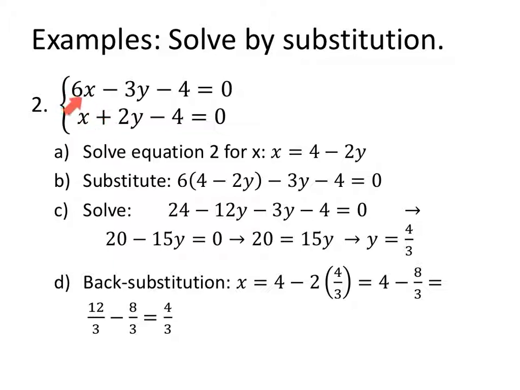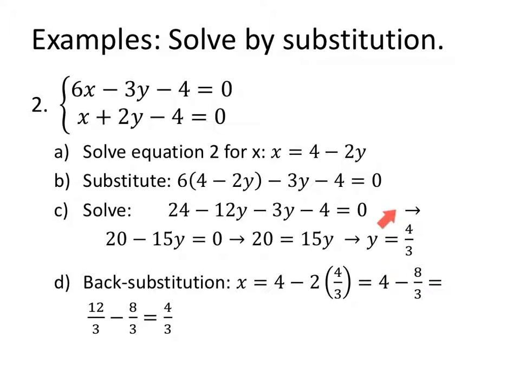In the first equation, instead of 6 times x, now I'll have 6 times 4 minus 2y. Still, the rest of it, minus 3y minus 4 equals 0. Distribute. 24 minus 12y minus 3y minus 4 equals 0. Combine my like terms. 24 minus 4 is 20. Negative 12y minus 3y is negative 15y, and if that equals 0, I can add 15y to both sides, divide by 15, and of course 20/15 would be reported as a y value of 4/3.